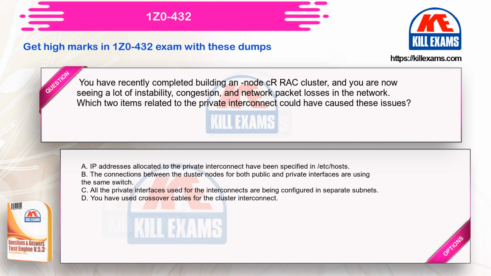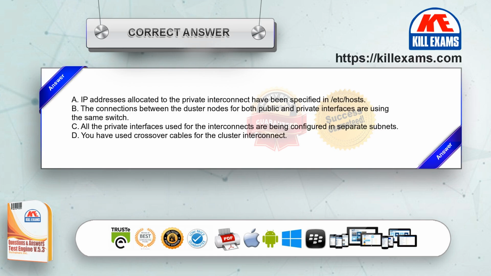Option A. IP addresses allocated to the private interconnect have been specified in /etc/hosts. Option B. The connections between the cluster nodes for both public and private interfaces are using the same switch. Option C. All the private interfaces used for the interconnects are being configured in separate subnets. Option D. You have used crossover cables for the cluster interconnect. The correct answer is option B, D.